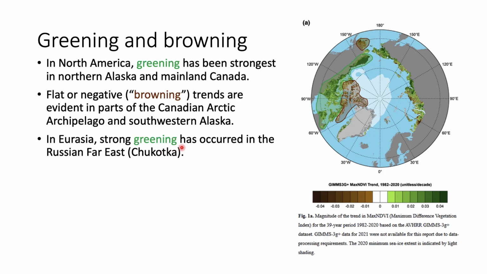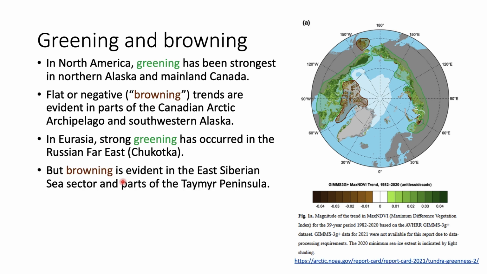And in Eurasia, strong greening has occurred in the Russian area. So this Russian area has seen more greening in the Arctic region, but browning is evident in the East Siberian Sea sector and parts of the Taymyr Peninsula. So only in this very small part have we seen that.